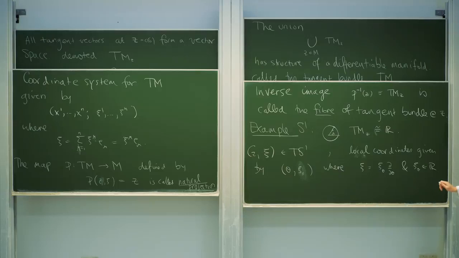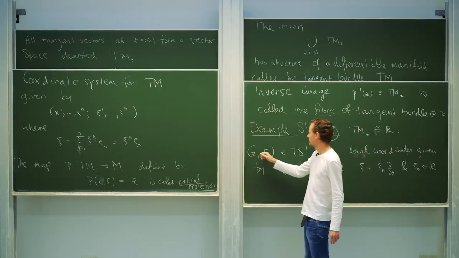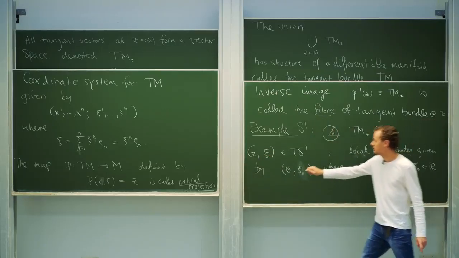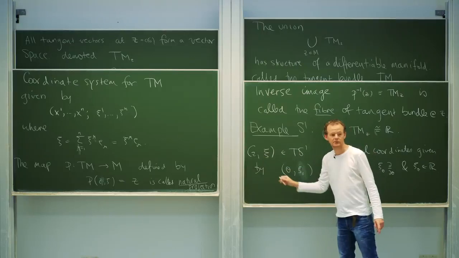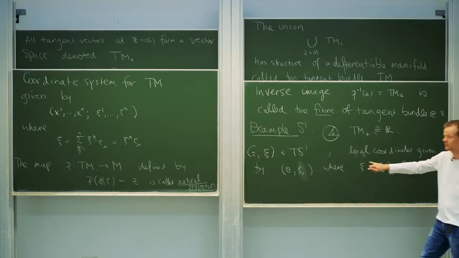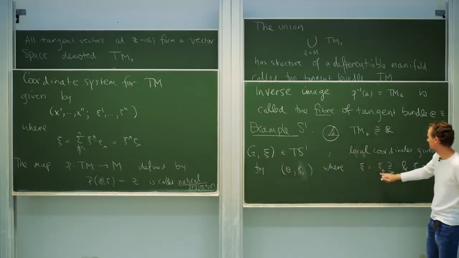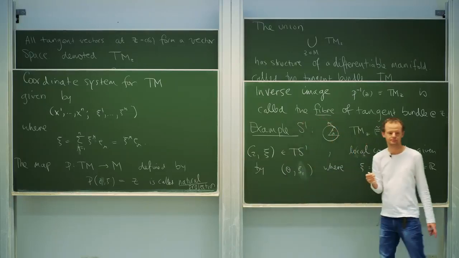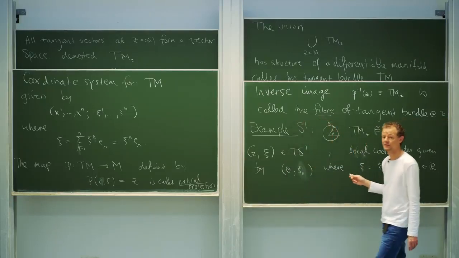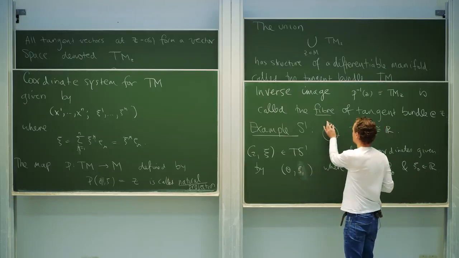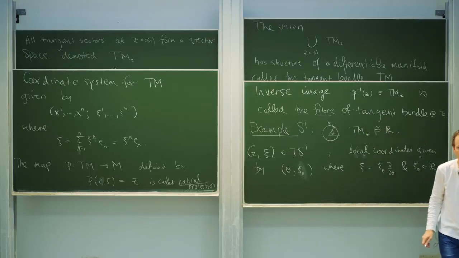that's better. The coordinates of the point z psi, this is a point z on the circle and some tangent vector to that point, are given by theta, the coordinate of the point z, and the coefficient of d theta when you expand our tangent vector in terms of this basis here. So d theta points in that direction, if you think of it as an embedded manifold.